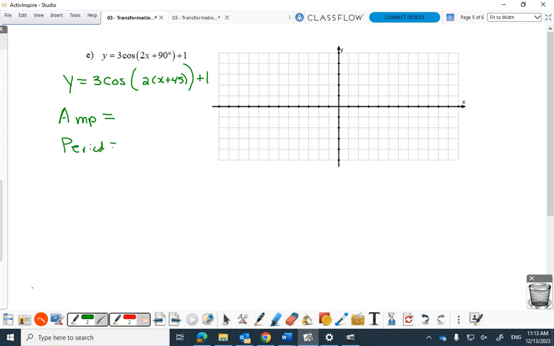And method 2 people are like, the amplitude's right out front. You don't have to think about it. It's that number out front. It's always right there. It's the 3. That's always going to be the amplitude. And that is true. That is always true in sine and cosine. That number out front is the amplitude.